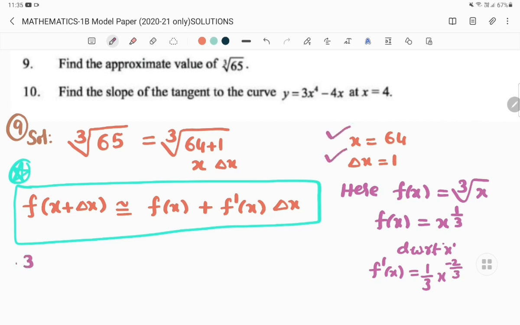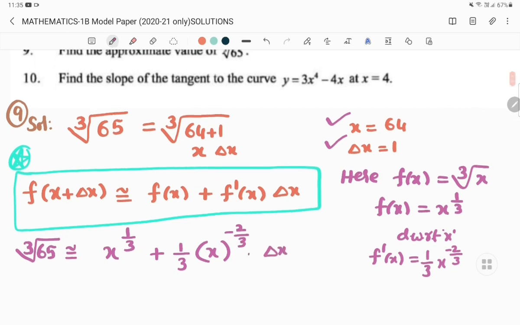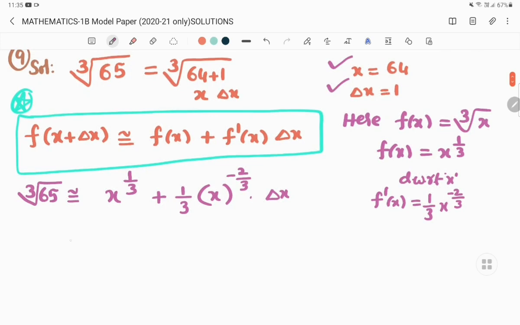So cube root of 65 is approximately equal to the approximate value of this one, f of x. What is f of x? x power 1 by 3 plus f dash of x, 1 by 3 into x power minus 2 by 3 into delta x. So substitute the respective values. x value 64 whole power 1 by 3 plus 1 by 3 into 64 whole power minus 2 by 3 into delta x value, which is 1.